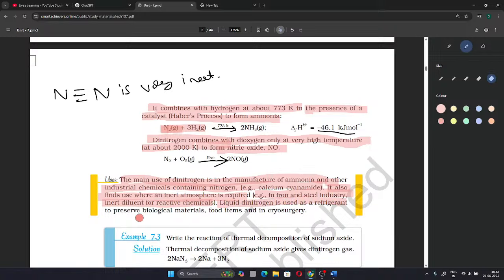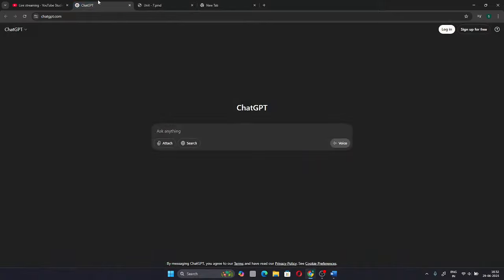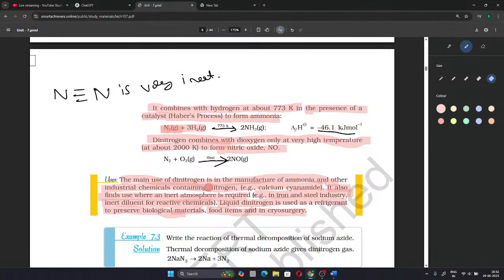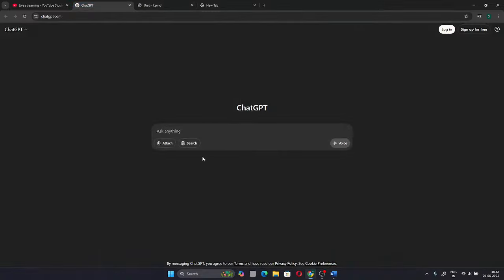Liquid nitrogen is used as a refrigerant to preserve biological materials, food items, and in cryosurgery. What is cryosurgery? Maybe it is transplanting some organs. Maybe it's related to preserving of the organs. Yeah, I believe that is the case. I heard cryopreservation, where we store pollen grains or human semen. So maybe it's related to that.